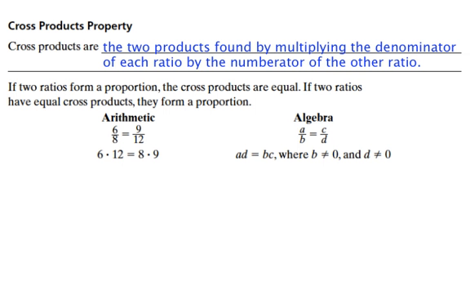When we multiply 12 times 6, we get 72. 8 times 9 is also 72. Since the two cross products are equal, 6 to 8 is proportional to 9 to 12. So 6 to 8 equals 9 to 12 is a proportion.